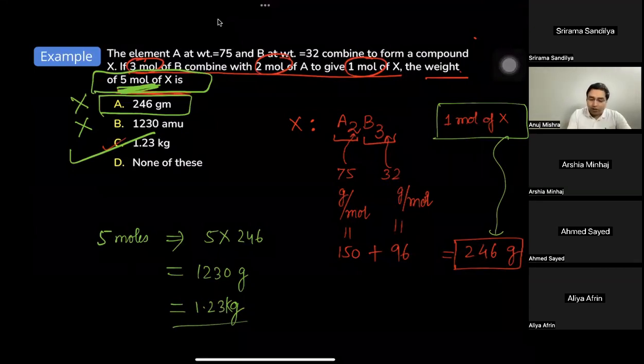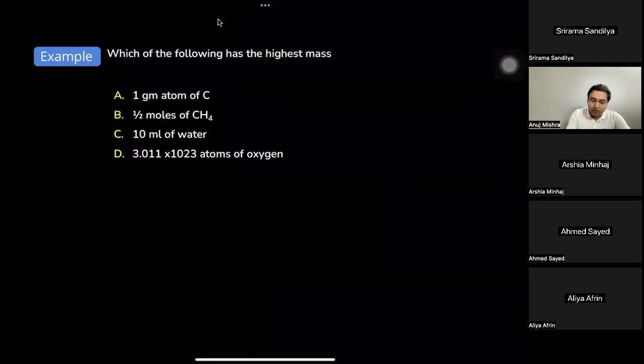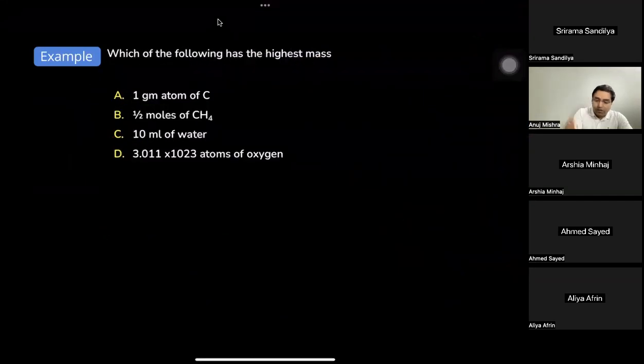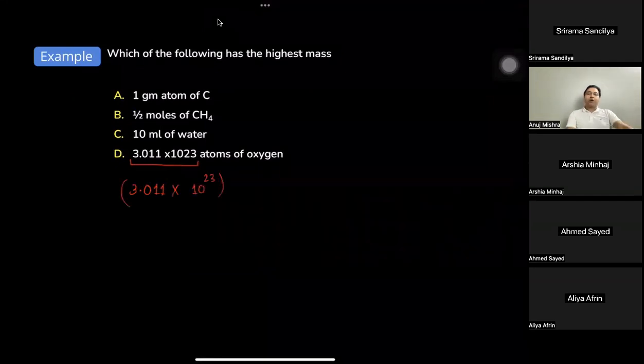So we have another discussion here. That is this question. In this term, I am just rewriting it, 3.011 × 10^23. Okay, rest all is fine. Let's try. Which of the following has the highest mass? Try to answer. Which answer is correct in this particular question?